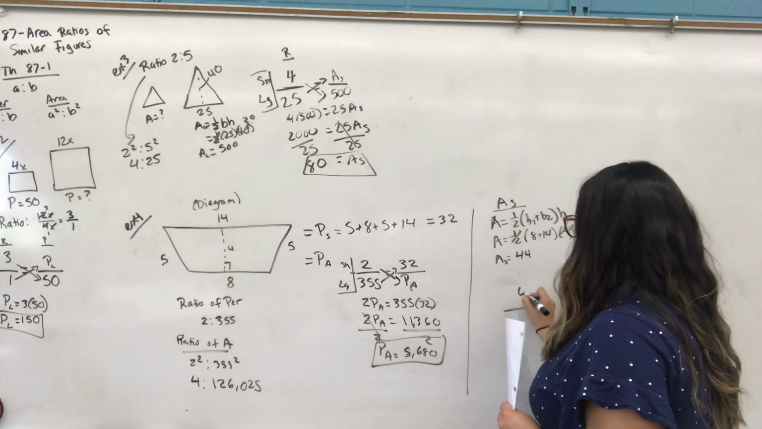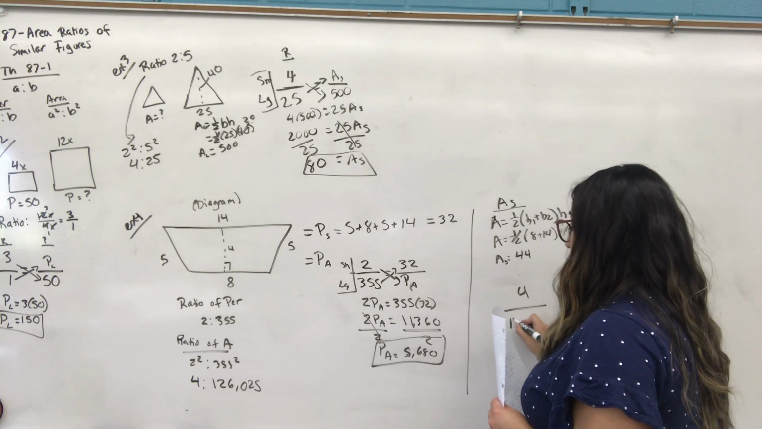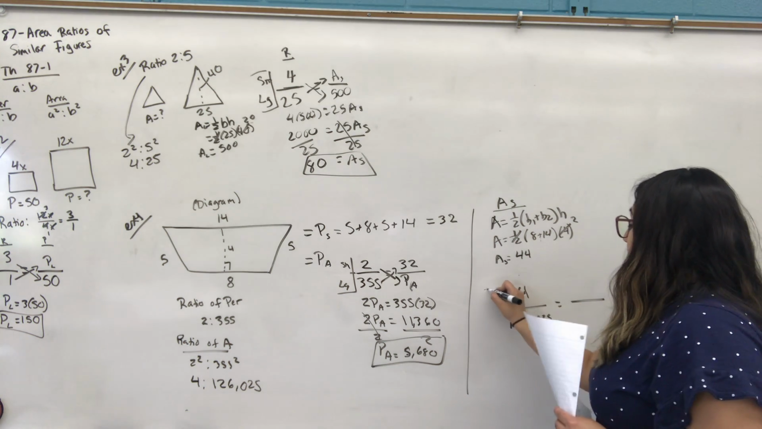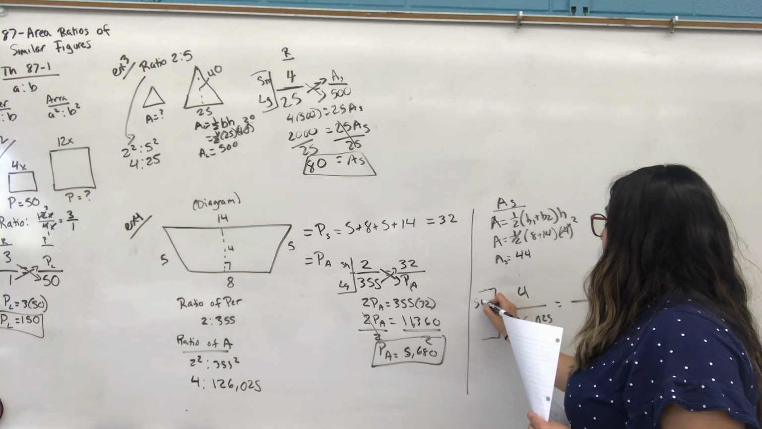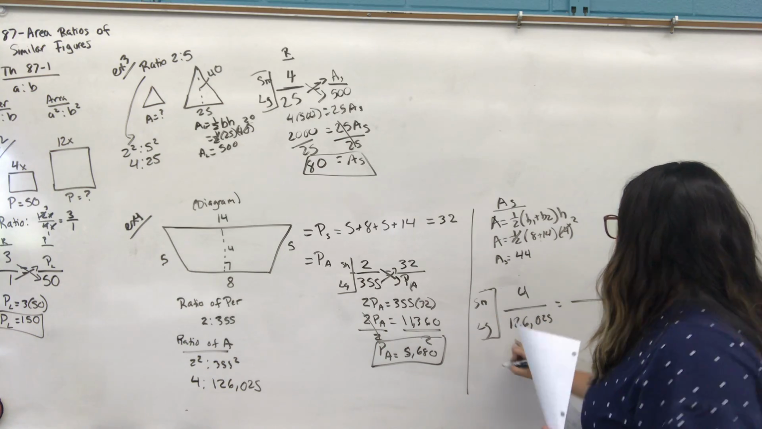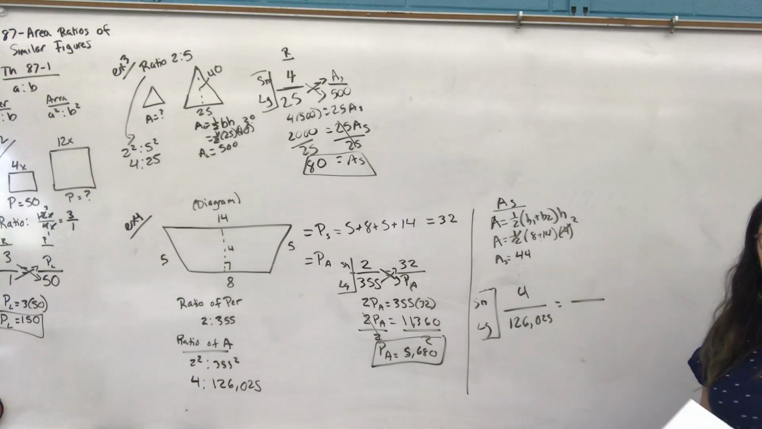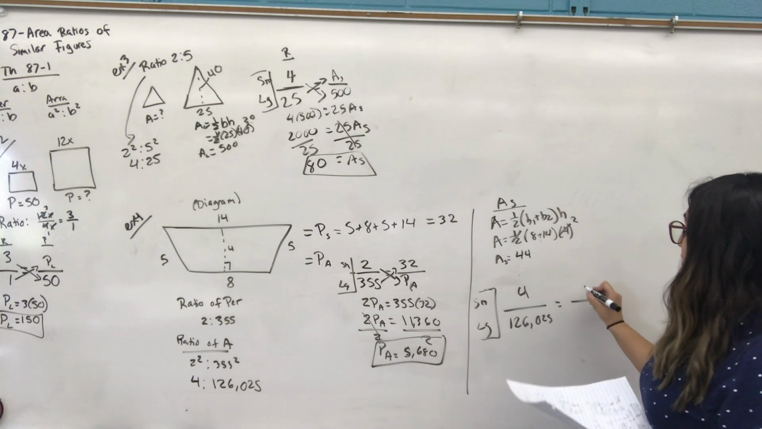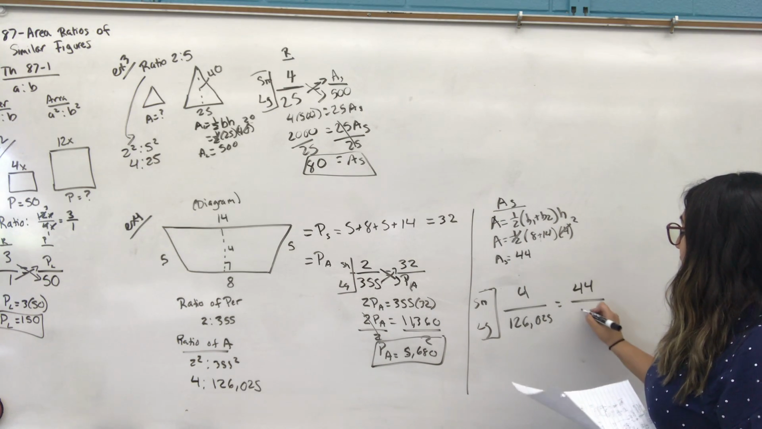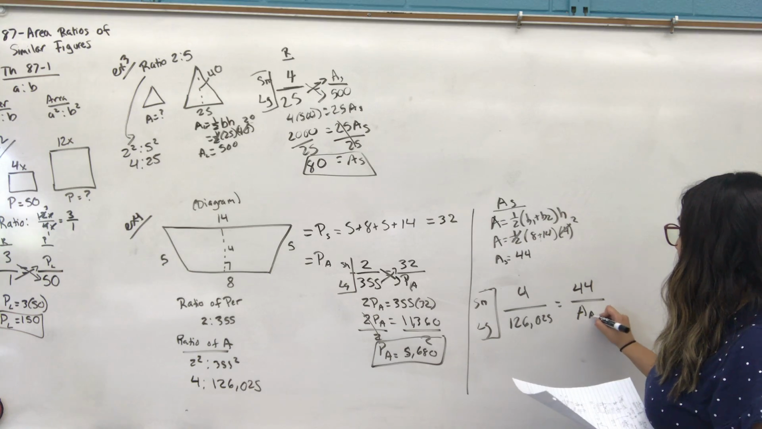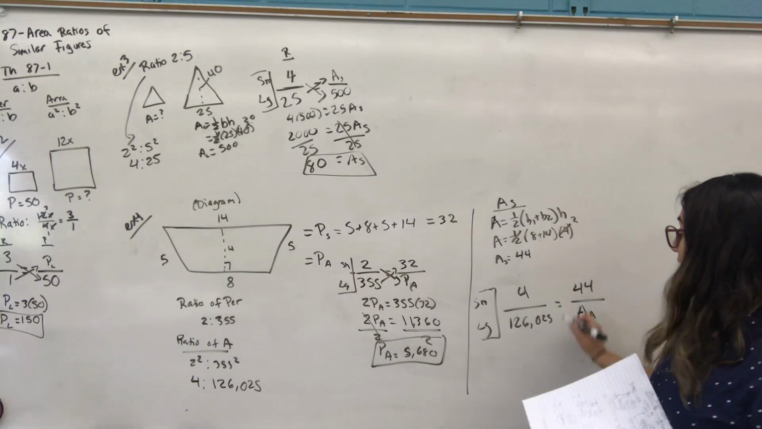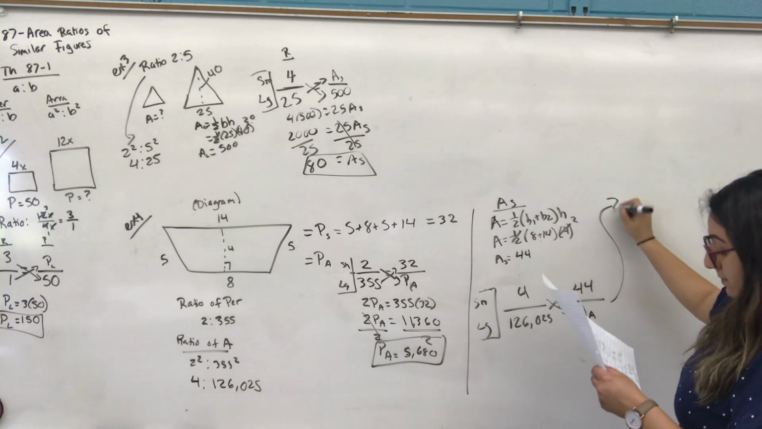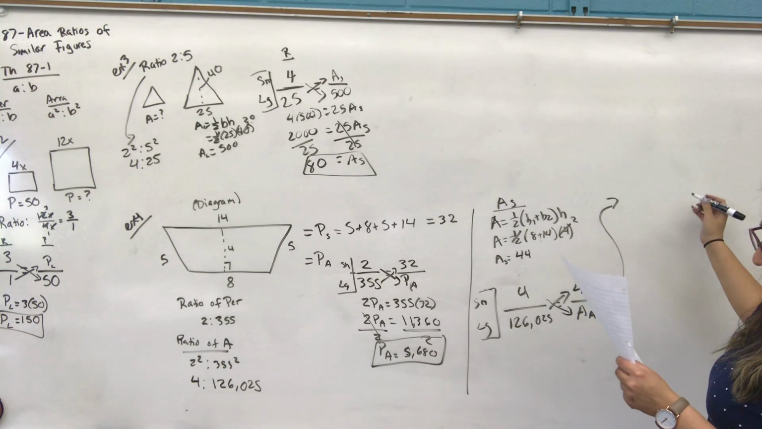So 4 over 126.25. So I know the 4 resembles a smaller shape, and the 126.25 resembles the actual size of the garden. So now here we have the area of the smaller one, which is 44. We don't have the area of the actual one, so that's what we're going to look for. Go ahead and cross multiply. I'm going to do that over here. And the numbers get very large from here.